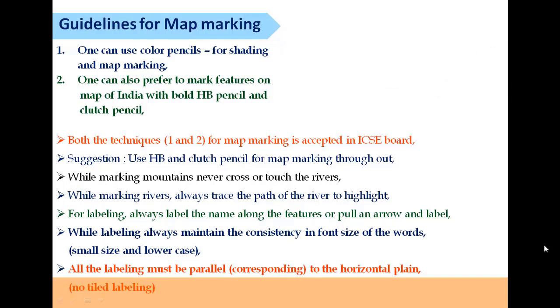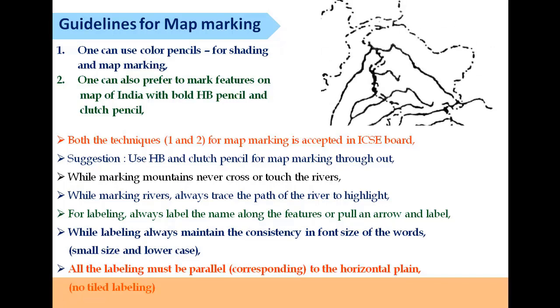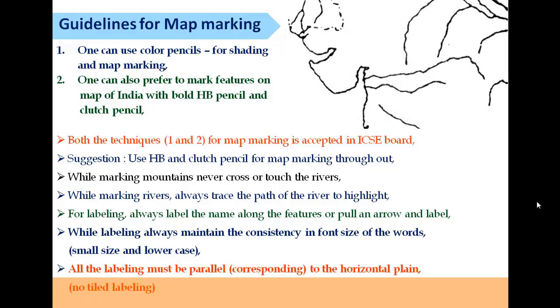While marking mountains, never cross or touch the rivers. As you can see in the insert image, Jammu Kashmir, this is the Indus River. If you have been asked to mark the Karakoram range, you have to mark like this. And make sure that when you're using an HB pencil, shade it properly without touching the adjacent river. While marking rivers, always trace the path of the river to highlight it. As you can see, for the Narmada and Tapi rivers, you have to use a clutch pencil and trace it like this. In this manner, you can highlight the river.